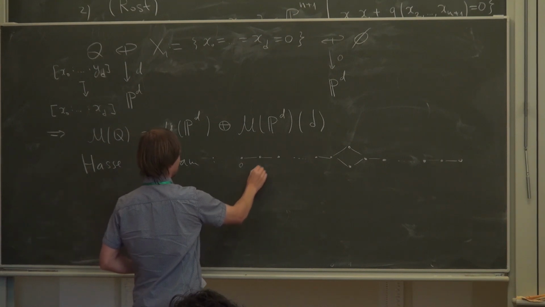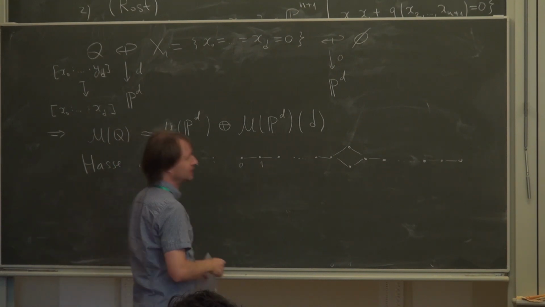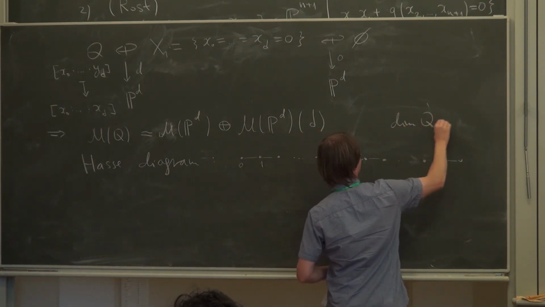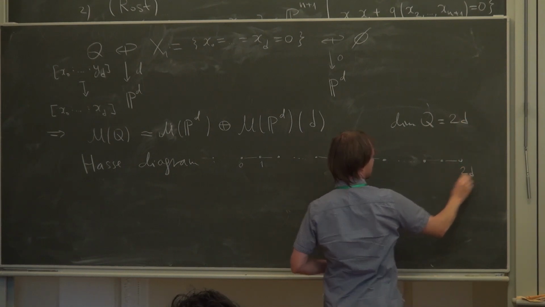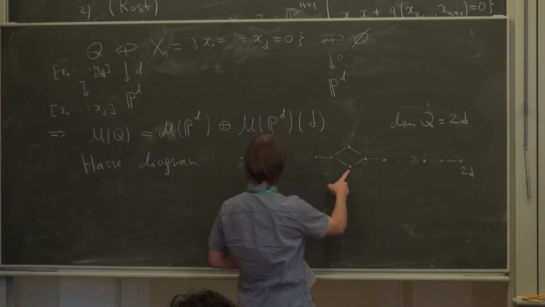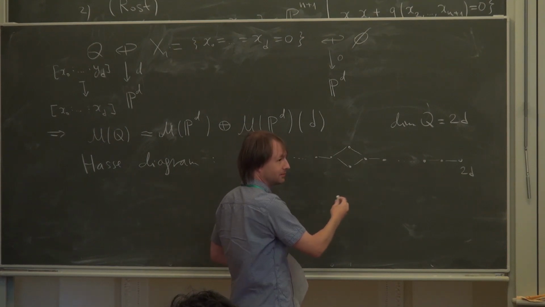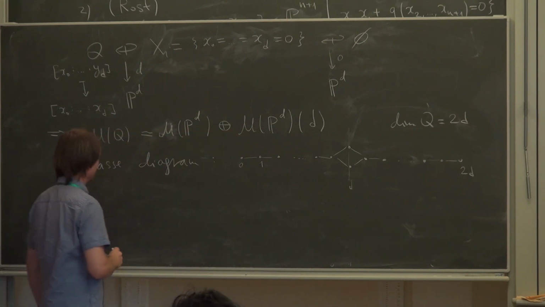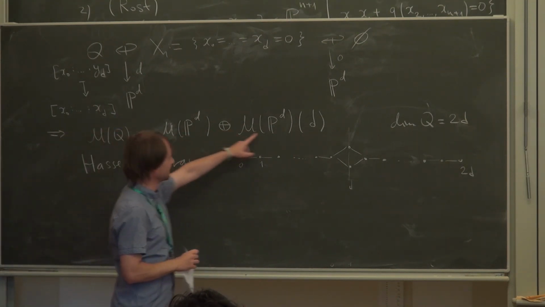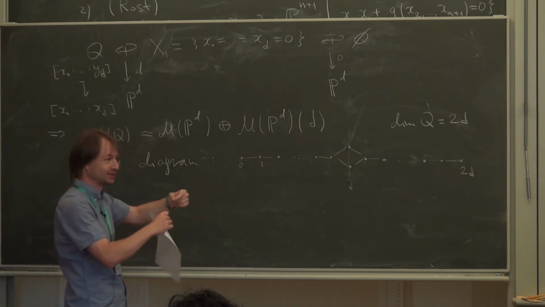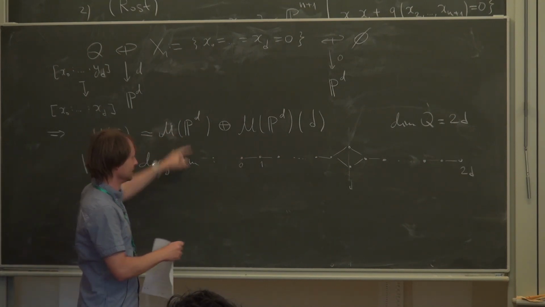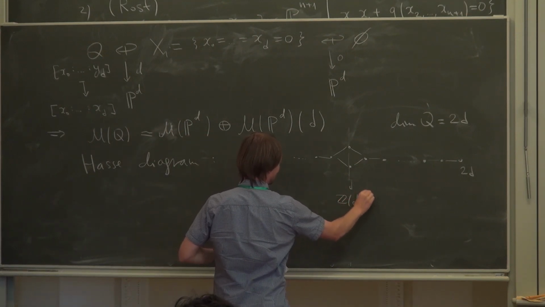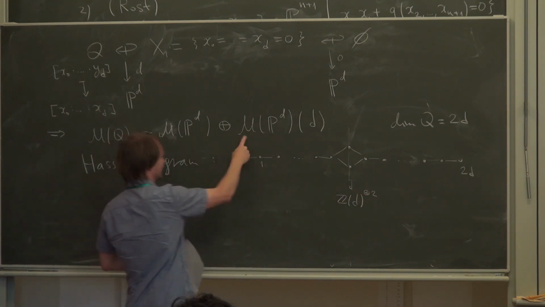So we start from 0, 1, and the dimension of Q is 2d. So this is the vertex number 2d. So 2d, 2d minus 1. So here in the middle, I guess it's d. And there are two Tate motives in the middle. So one coming from here and one coming from here, you see, there are two.